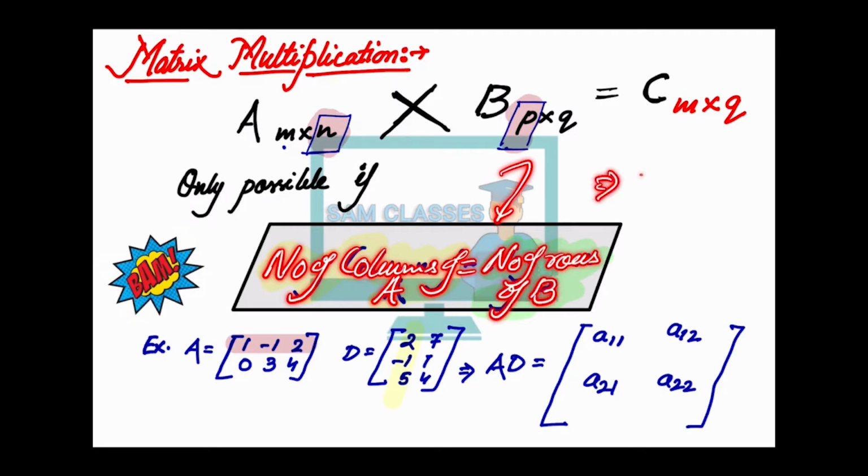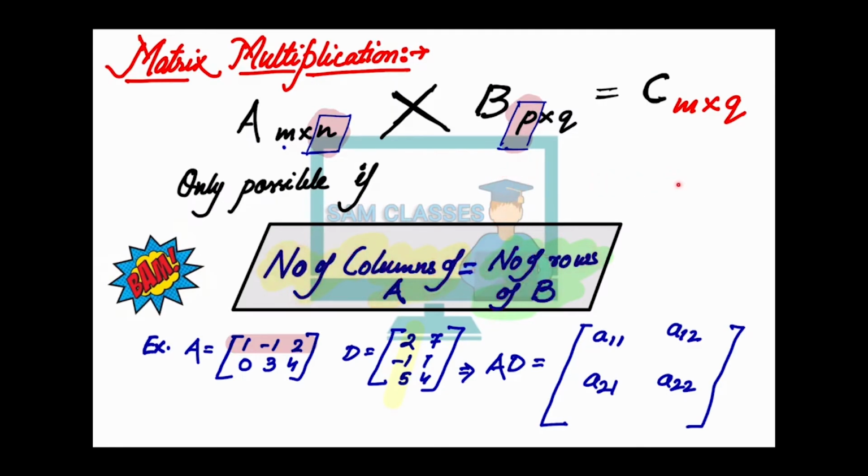The number of columns of the first one is equal to the number of rows of this one. Okay, so you can make it, and the matrix which is formed will contain the remaining two, so M into Q. Okay, students.